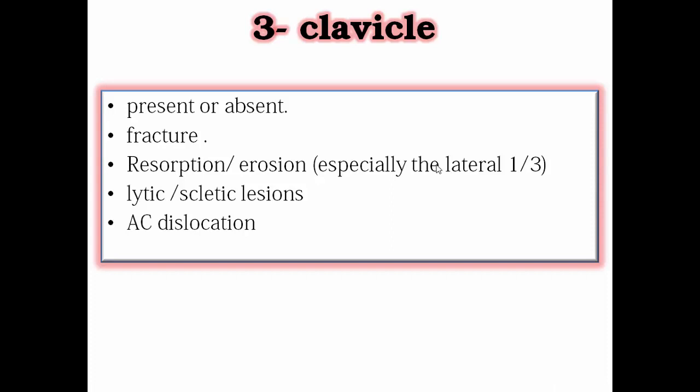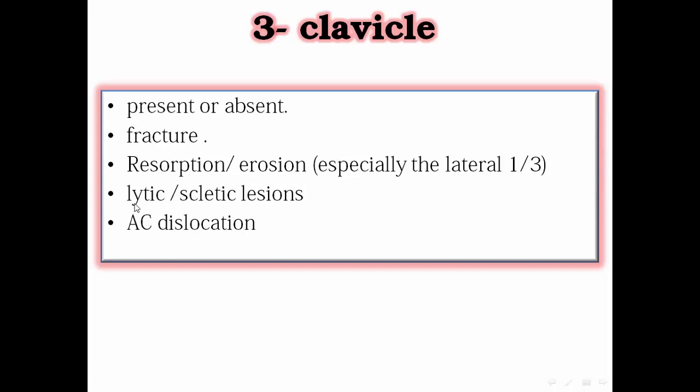Once you finish the vertebrae, go and check the clavicles. Firstly, present or absent, because if it's absent, it is part of the cleidocranial dysostosis complex. Is it fractured? Especially check the lateral third of the clavicles. Check for resorption or erosion of the clavicles, especially the lateral third, and check whether it is unilateral or bilateral, because there are many causes of resorption like rheumatoid arthritis, pycnodysostosis, cleidocranial dysostosis, systemic sclerosis, a lot of causes of clavicular erosion.